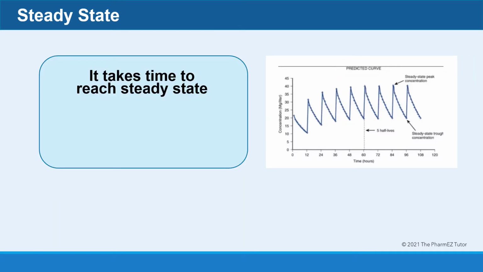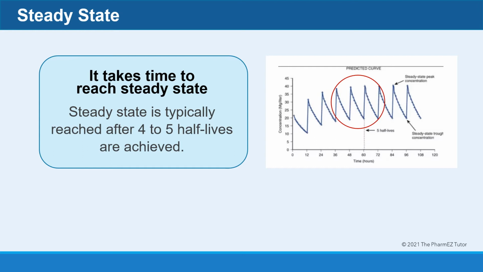It takes time to reach steady state. Steady state is typically reached after 4 to 5 half-lives are achieved. This is an important concept to remember.